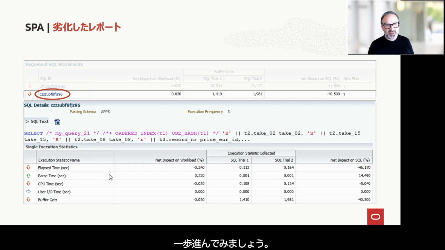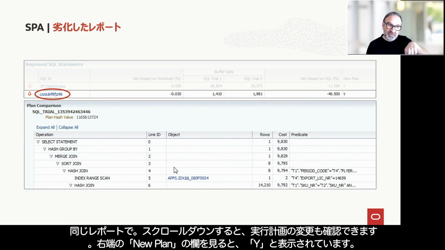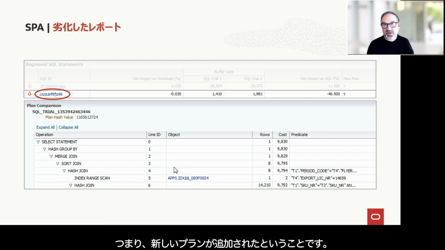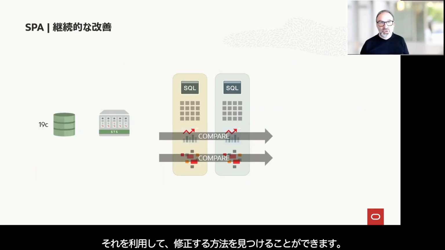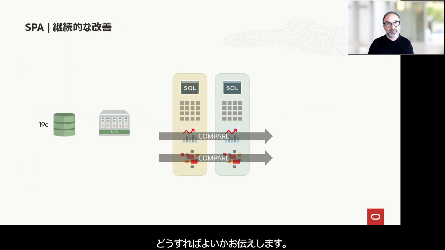Let's go a step forward. In the same report, when we scroll down, we would see also the plan changes, because when you look at the very right side to the column new plan, you see a yes. So it got also a new plan. So maybe this is the reason for the change here. I see in the same report, plan before, plan after. But we can use that. Let's say we find a way to fix that, or we have a different idea. We'll show you what we think, how you fix this.